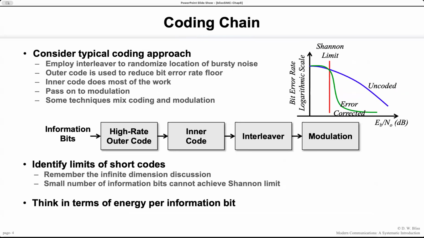So if we think about the error correcting code and the chain of things that happen, we start with our information bits, your favorite cat video. There's a high rate outer code, typically, not always. The purpose of the high rate outer code is to fix the few bit errors that are left over from the inner code, which basically does most of the heavy lifting. So while we're encoding, we take our information bits, we encode them with a high rate outer code. Then we do the inner code, which, as I said, does most of the heavy lifting.